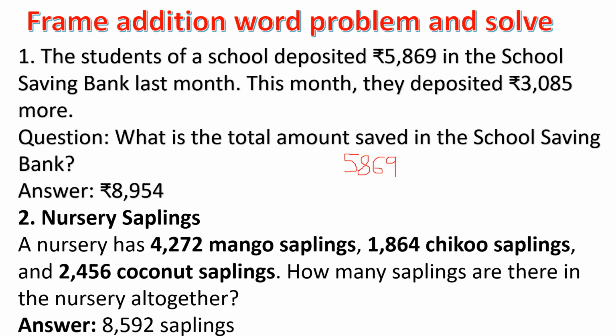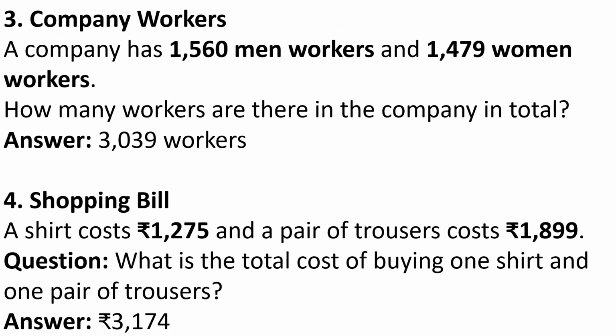5,869 plus 3,085. So 9 plus 5, 9, 10, 11, 12, 13, 14. 4 and 1. 8 plus 1 is 9 and plus 6. 10, 11, 12, 13, 14, 15. So 5 and 1 carry. 8 plus 1, 9 and 5 plus 3 is 8. So you get 8,954. Similarly, you can pause and solve for the second question as well as third and fourth.